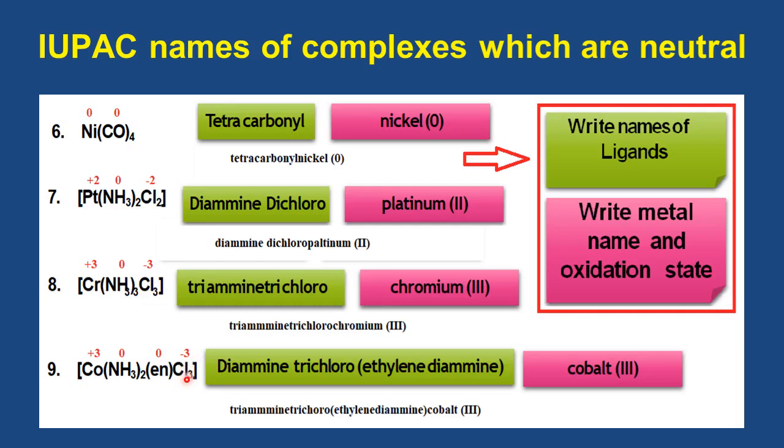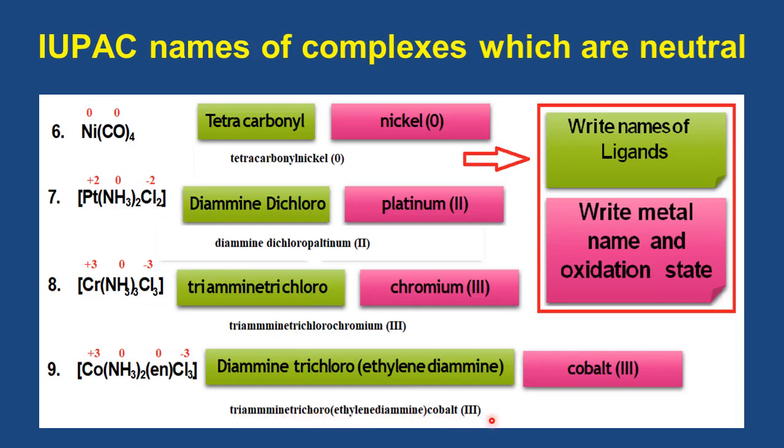We are having 3 chlorine atoms, a net negative charge of -3. In order to balance -3, we are having a charge of +3 on cobalt. So the oxidation state of cobalt in this complex is going to be 3. The name is triamine trichloroethylene diamine cobalt 3. Students, you have to consider the alphabetical order of the ligands: amine, chloro, and then ethylene diamine.